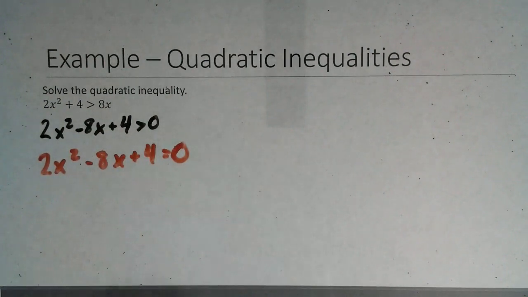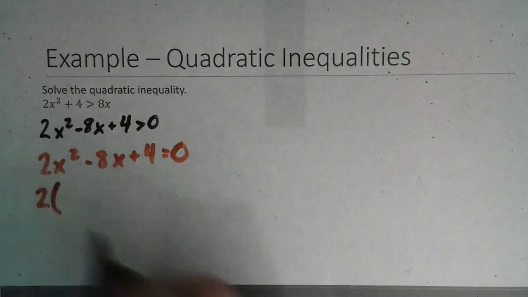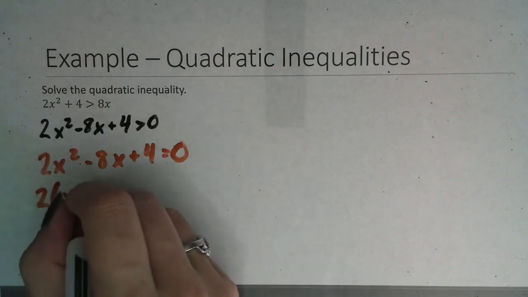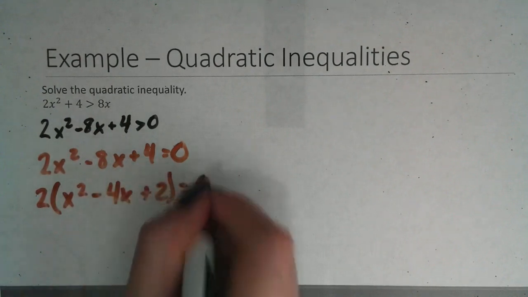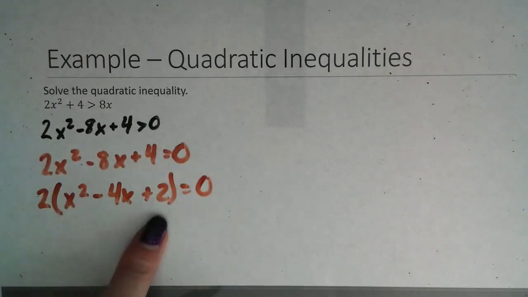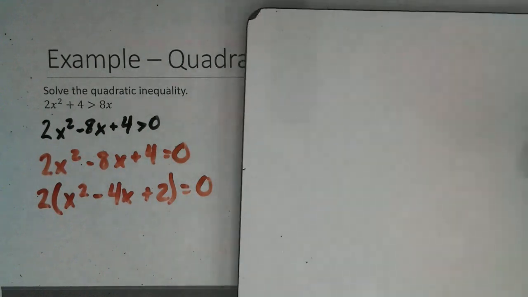I'm going to go ahead and try to factor it. I see a greatest common factor of 2 that I can factor out. If I factor out a 2, I have x squared minus 4x plus 2 is equal to 0. My a times c is 2, and there are not two numbers that I can multiply to get 2 and add to get a negative 4. Since that's the case, I'm going to have to use the quadratic formula.